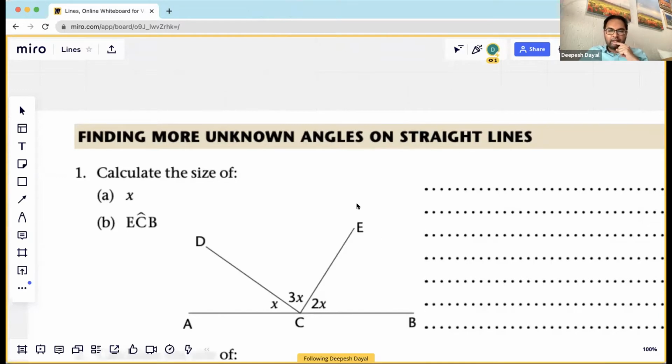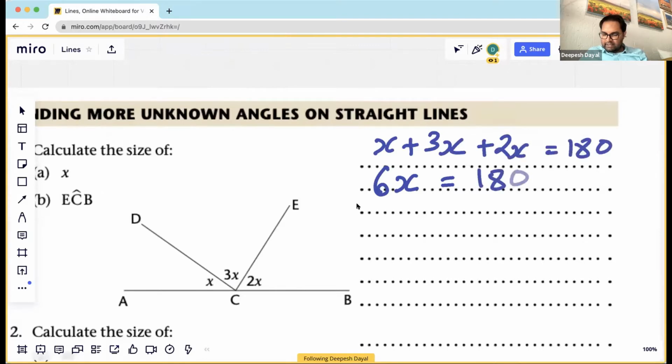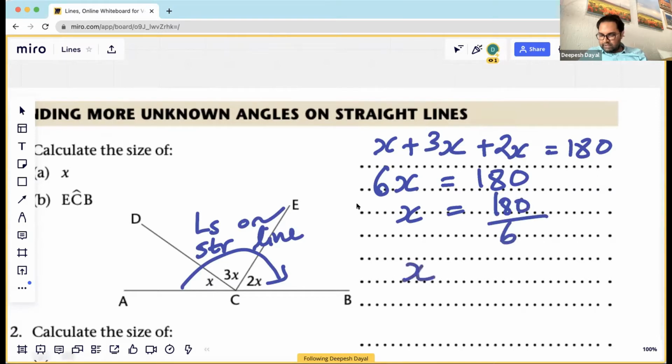So I first added all the x's together, which equals 6x. Yes, and you make it equal to? 180. So it's x plus 3x plus 2x equals 180. Yes, and 6x equals 180. And then how do we get x? It's 180 divided by 6, which is 30.